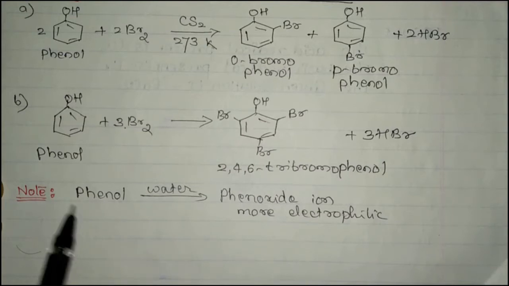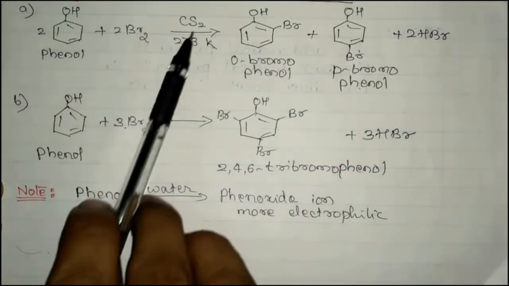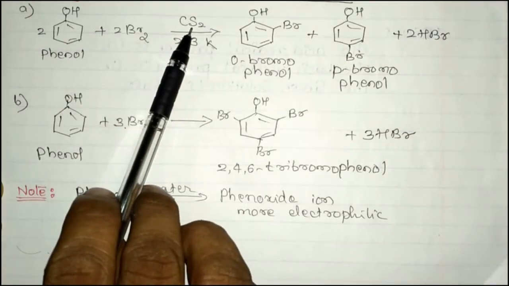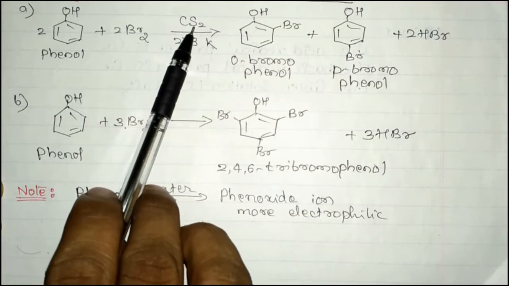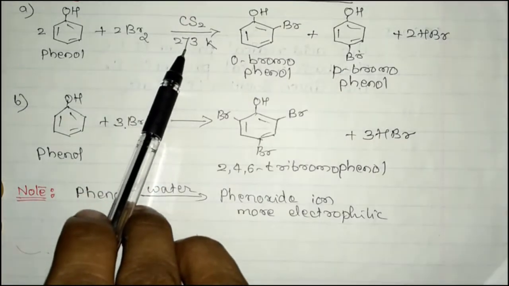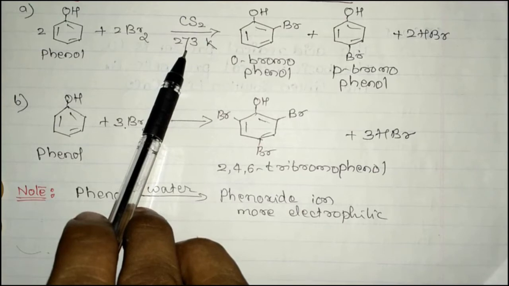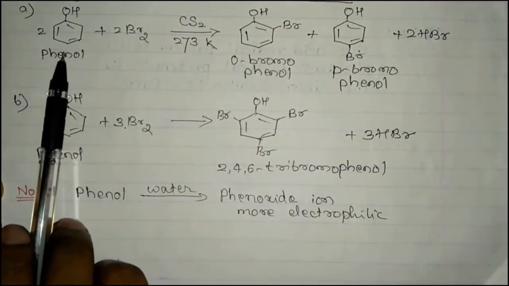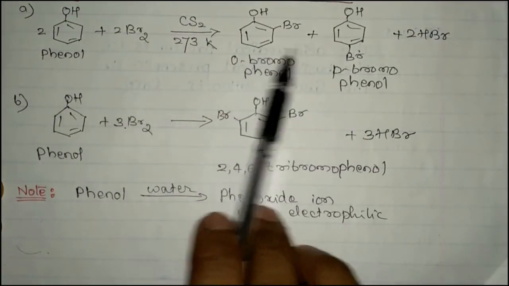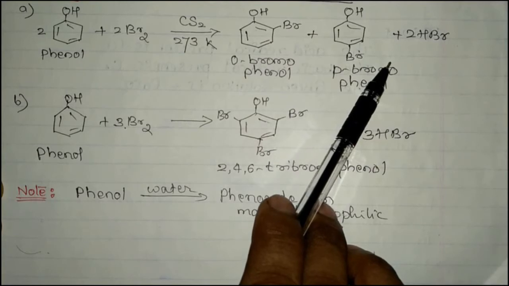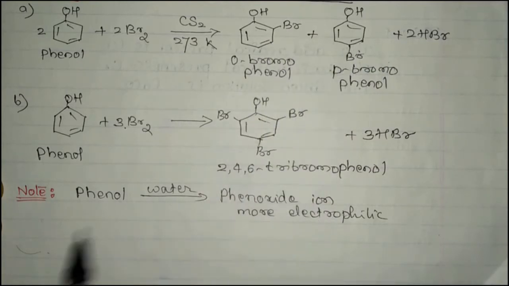2,4,6-tribromophenol. In the absence of water, when an inert solvent such as carbon disulfide is used at lower temperature, phenol is less reactive. So we are going to get ortho as well as para substitution products. That is the first point.